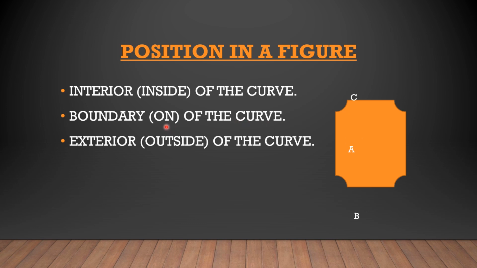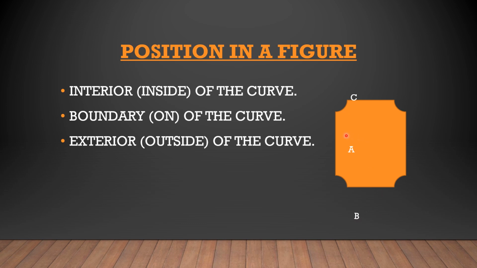Second is boundary, that is on the curve. Here we can see point C is lying on the boundary of this figure. So for the second point, boundary of the curve, we write point C. Third is exterior, that is outside of the curve. Here point B lies outside this curve or figure. So in the third point, we will write point B.